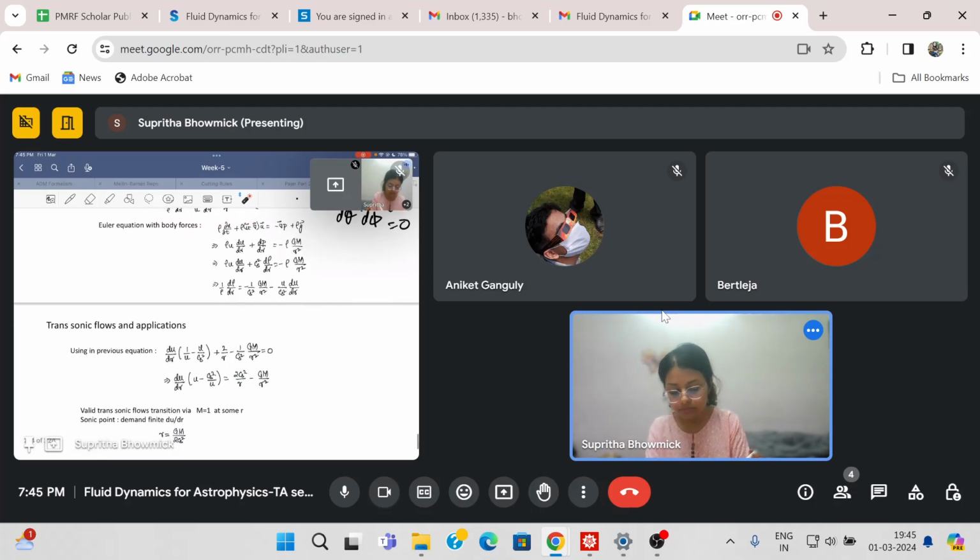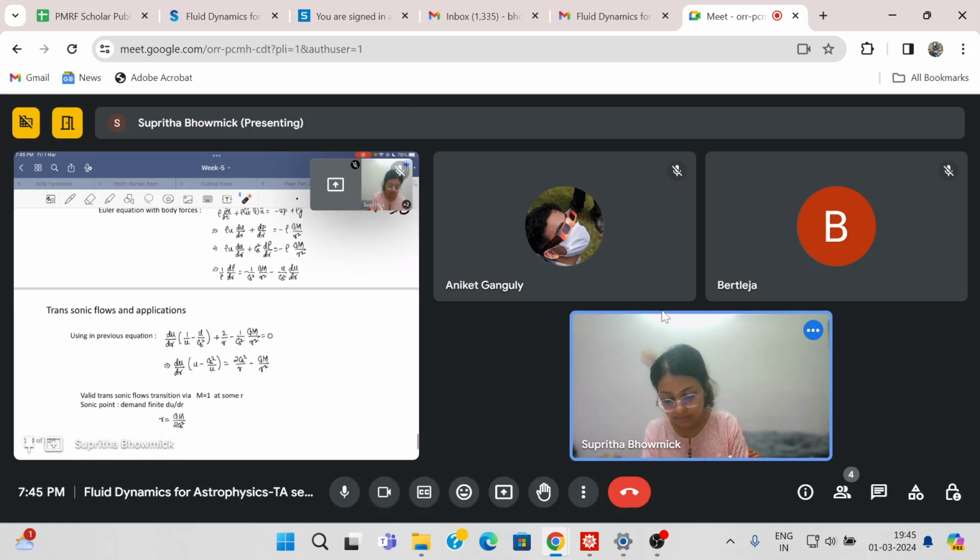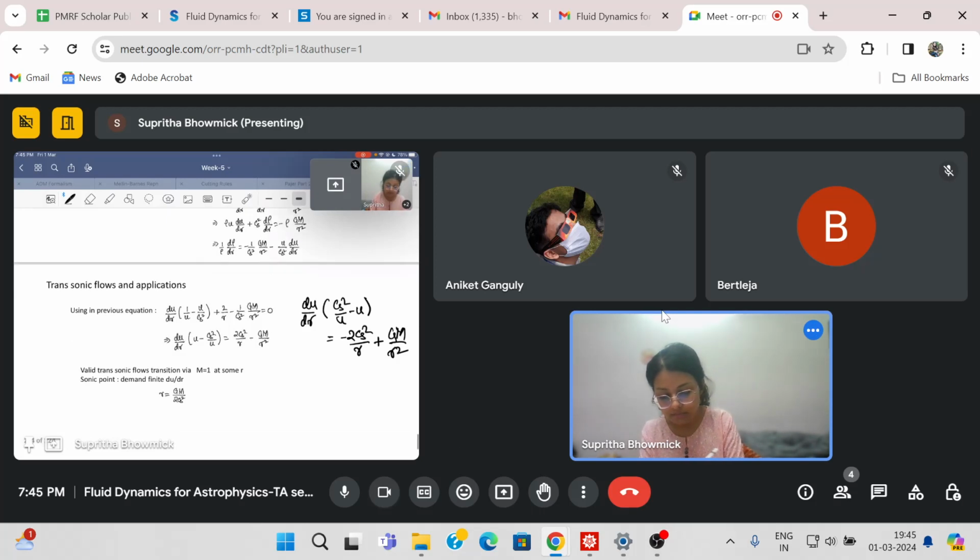Okay, all right. Then we multiply this entire equation with Cs square. So we get du/dr Cs square by u minus u equals minus 2 Cs square by r plus Gm by r square. Okay. Then we take the minus sign common from both sides and we get this.